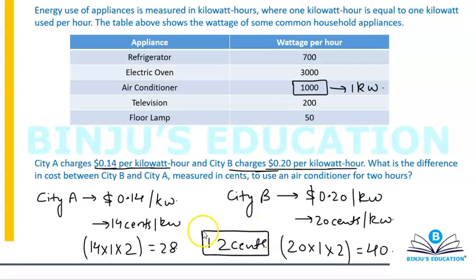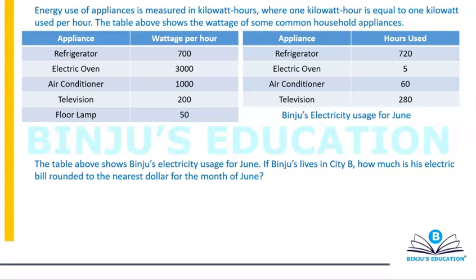Madhuri, I guess you forgot to convert those thousand watts into 1 kilowatt. The charge is 0.14 per kilowatt, not per watt. I guess that is where you went wrong, right? All right, good. All right, try this next one, please.